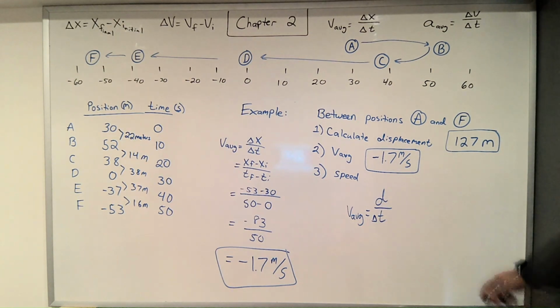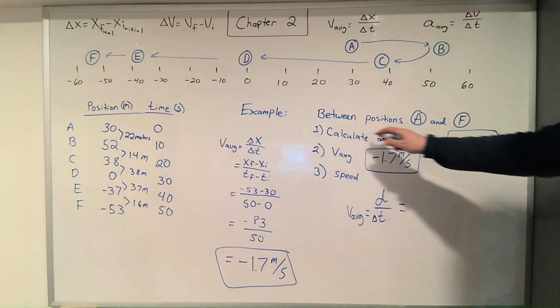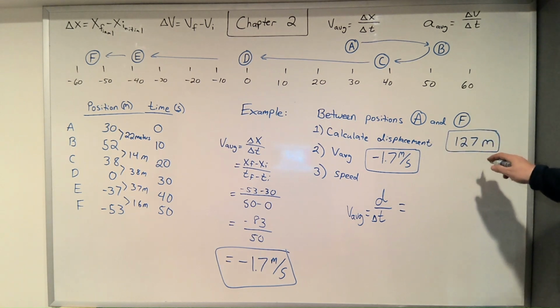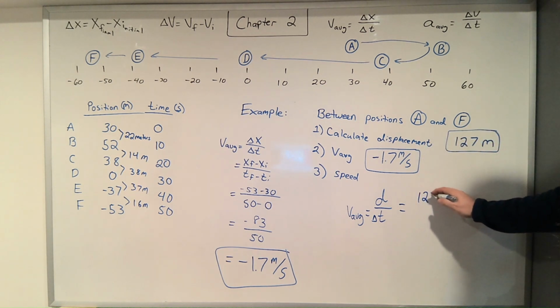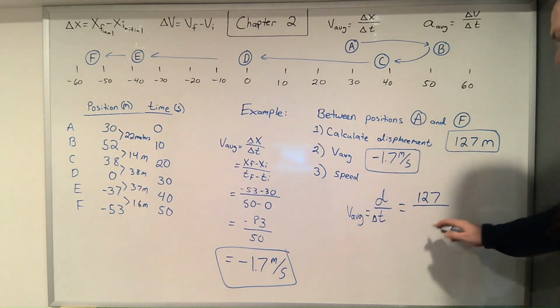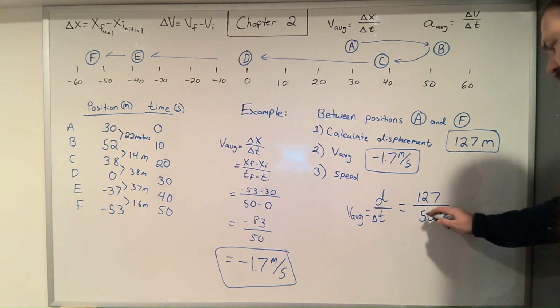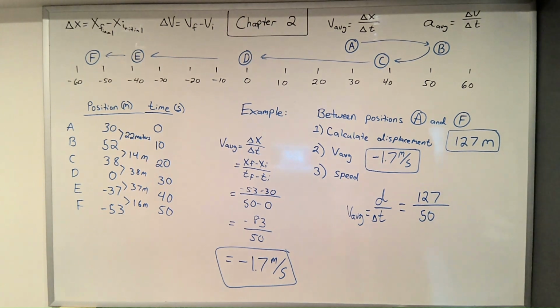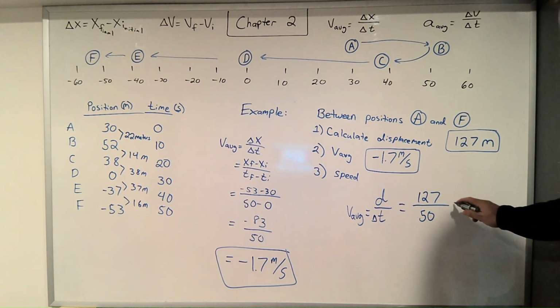All right. The displacement, well, that was part A. No need to recalculate something when we already have it. It's 127. The time for the whole trip was still 50 seconds. Okay, still 50 seconds. 127 divided by 50 should give us around 2.5.